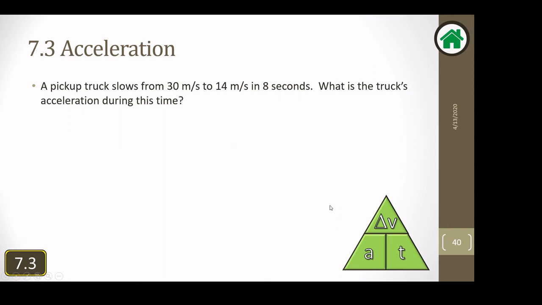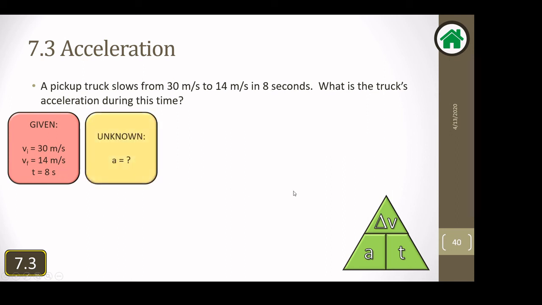A pickup truck slows from 30 meters per second to 14 meters per second in 8 seconds. What is the truck's acceleration during this time? So we'll start by listing the information that we know. The truck's initial velocity is 30 meters per second. It started moving at 30 meters per second. So that's our VI, and again, it should be positive, but that's okay. VF is positive 14 meters per second. That's its final velocity. And the amount of time that it took to go from 30 meters per second to 14 meters per second is 8 seconds. So we are trying to solve for the truck's acceleration.